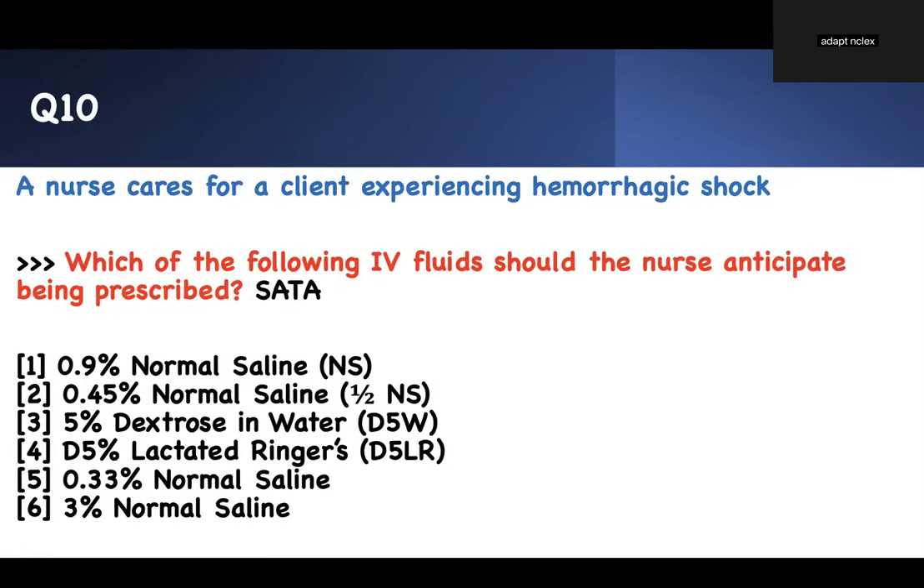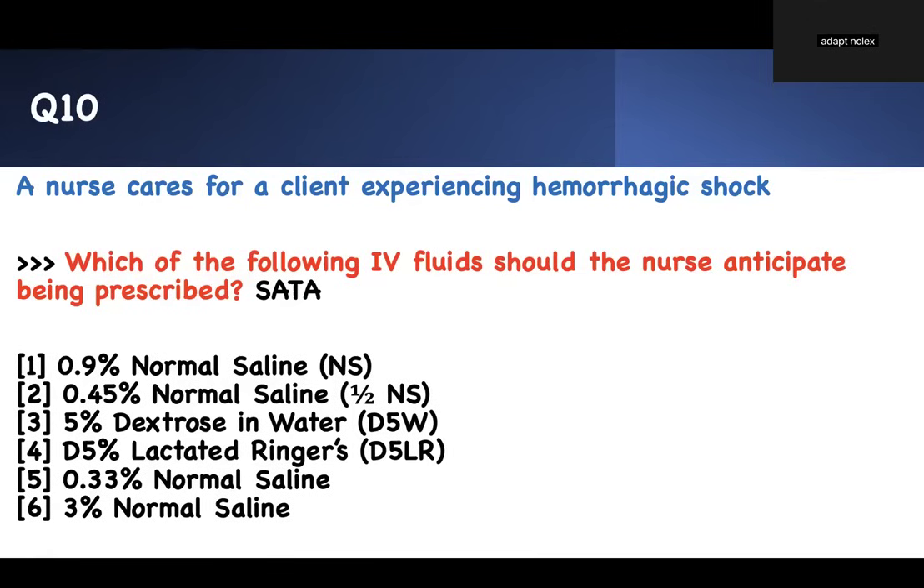You give them back the fluid. What fluid would you choose? You're going to pick a fluid that is going to keep the concentration of plasma the same. What is the concentration of plasma? 1% or 0.9%. Which of these is 1% or 0.9%? Number 1, normal saline, 0.9%.